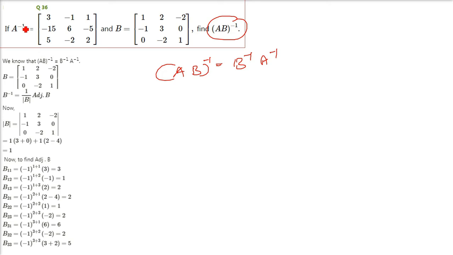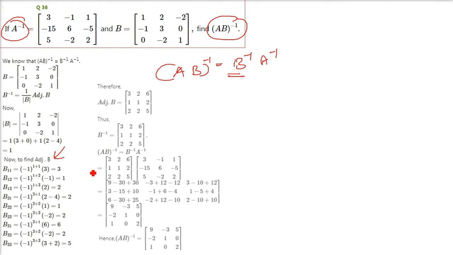So what is A inverse? This one. A inverse is already given. B inverse you have to find out. B is already given to you. Take the cofactors, then take the transpose of that cofactor matrix, and then divide it by the determinant of B. Determinant of B is 1, let me tell you. And just multiply these two matrices and you will get the final answer as AB inverse.